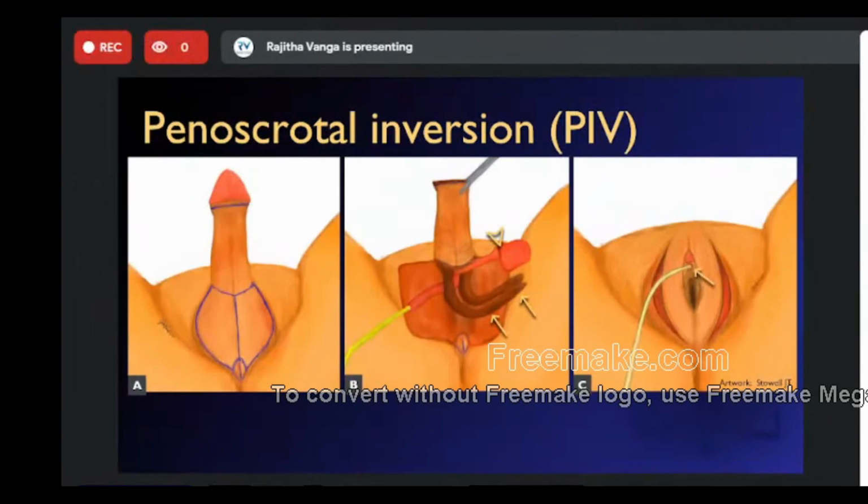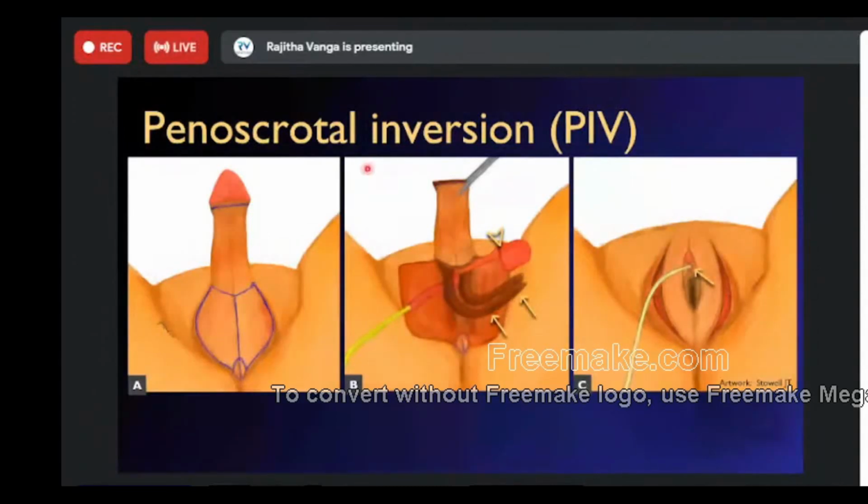And the skin, penile shaft, and scrotum, whichever remain, are removed by orchiectomy. The procedure is called orchiectomy. So they remove all these structures, creating a new vagina. So this is penoscrotal inversion.